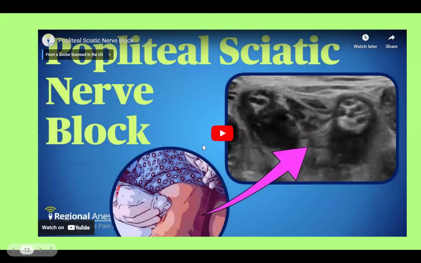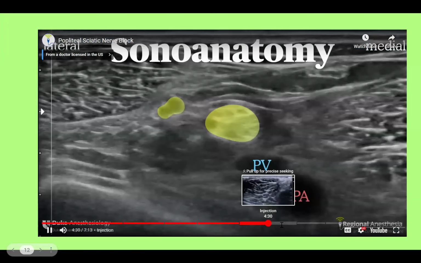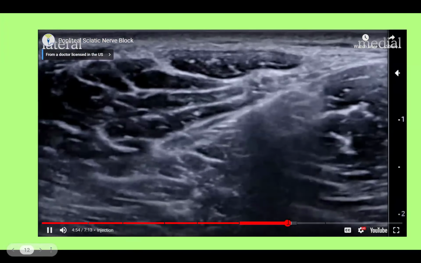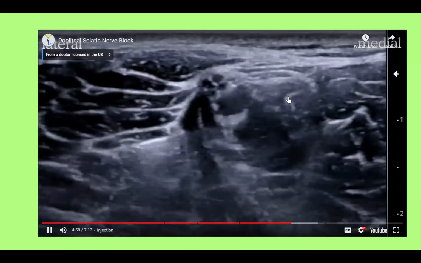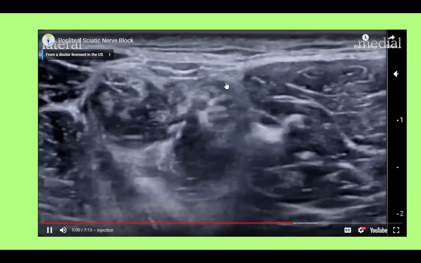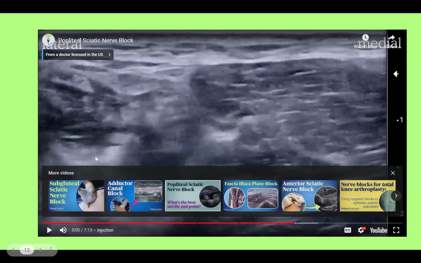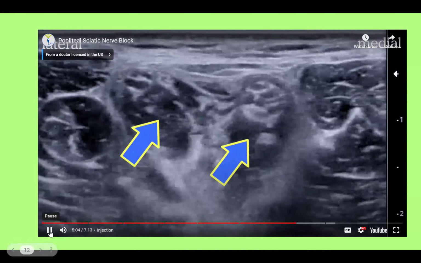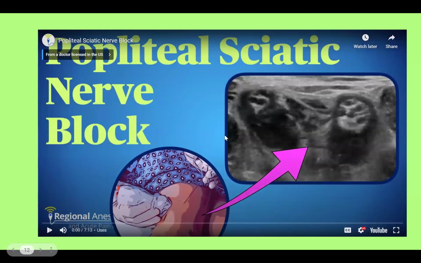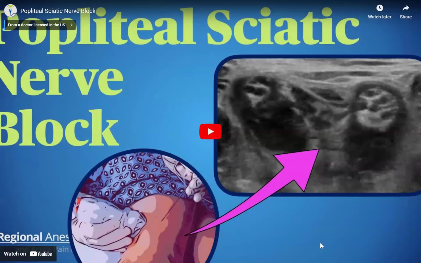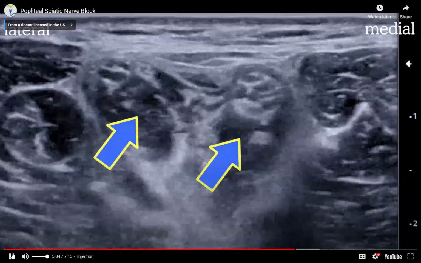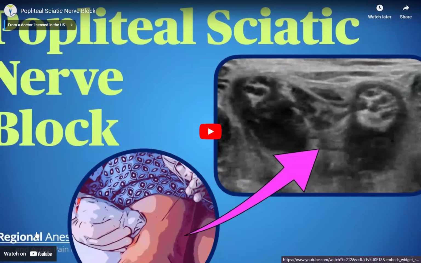I'll just make sure we saw everything on that video. You can see as we start to infiltrate, the posterior tibial nerve is completely encircled by local anesthetic, and the common peroneal is starting to be distributed as well. So there's the posterior tibial nerve and the common peroneal nerve. That's pretty much it.